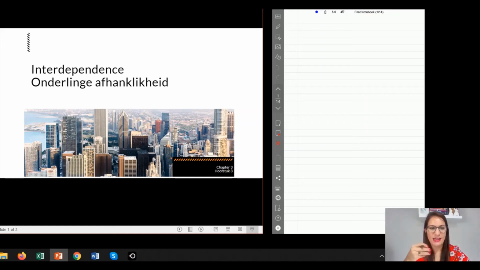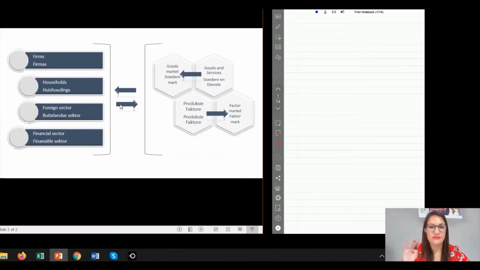We'll be looking at interdependence between different role players in an economy. In any economy, there are 4 role players. You have firms, households, the foreign sector, and the financial sector. Your firms are the ones that are producing in an economy. Your households are the owners of your production factors.